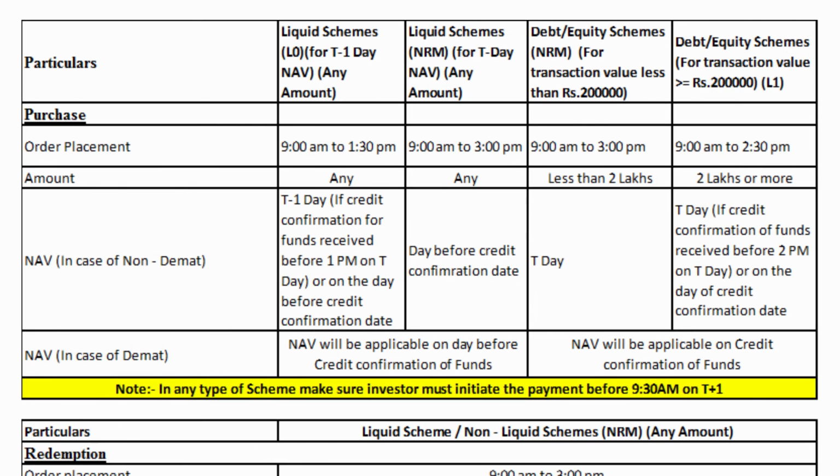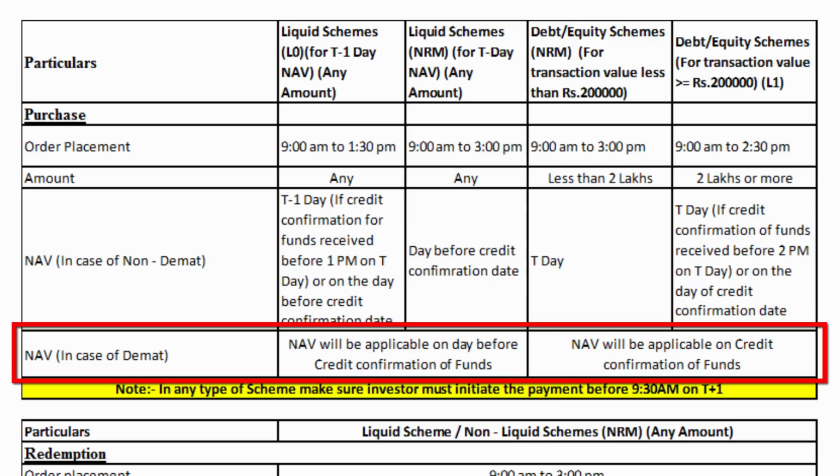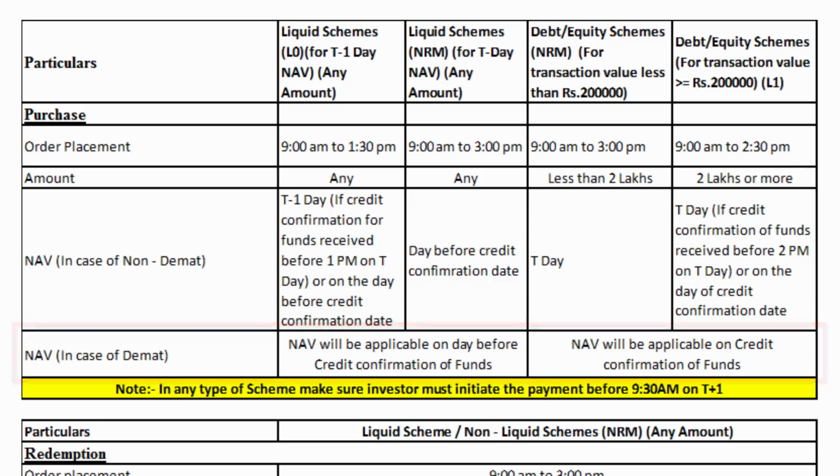In case you are making a purchase in a demat mode in any of these schemes, units will be allotted and the NAV will be given for the day when we receive the credit in our account, irrespective of it being a liquid fund, a high value transaction or a low value transaction.